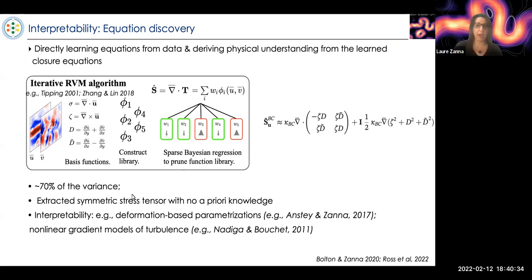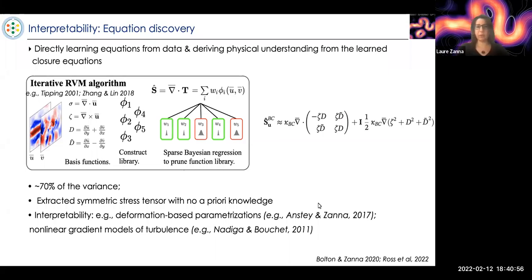We get 70% of the variance. It extracts a very nice and symmetric stress tensor without any a priori knowledge. And we were able to actually interpret it based on earlier work from our group, but also from a wide range of other people. So we could explain basically how the stretching and shearing of the flow field re-inject energy locally, at least.